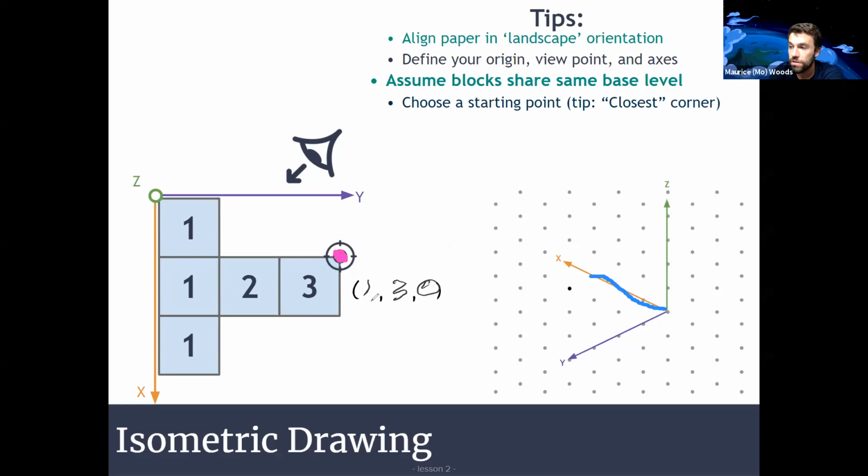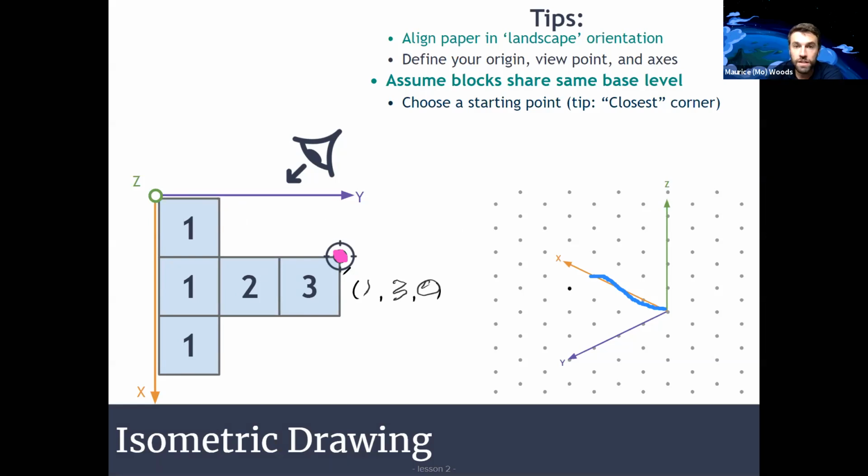1, 3, 0. Very good. So 1 is in the orange direction, 3 is in the purple direction, and 0 is in the green direction. And if we were to place this pink point onto this grid, where would we go? Let's just do it. This point would be 1 in orange, then 1, 2, 3 in the purple, and none in the Z, in the green. So this is where our starting point is.